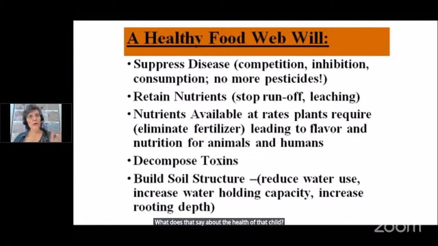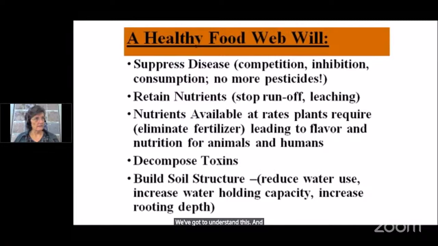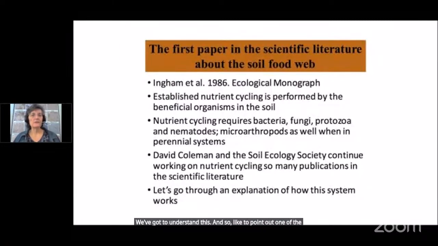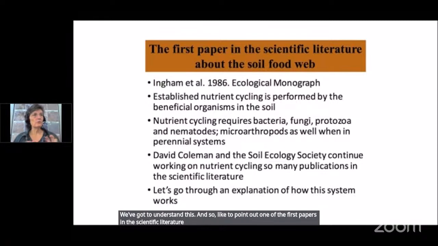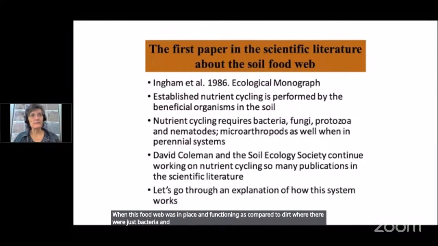So this works its way. The soil and what's in it moves all the way through our society. We've got to understand this. And so I'd like to point out one of the first papers in the scientific literature that really talked about the role and the function, where there were actual measurements made of how much more nitrogen ended up in a plant when this food web was in place and functioning as compared to dirt, where there were just bacteria and nothing else present in that dirt.